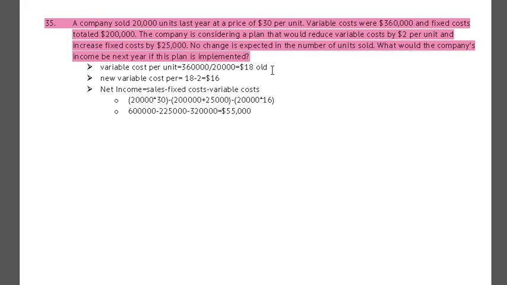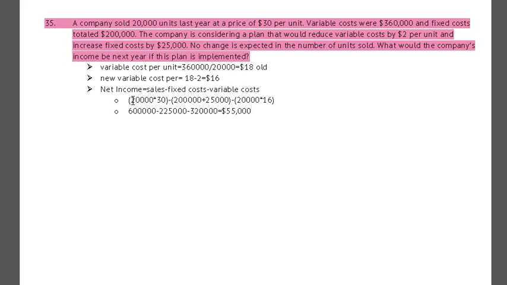So now we want to look at what the company wants to do. They want to reduce their variable costs by $2 per unit. So we take our $18 per unit, subtract $2 per unit, and we now have $16 per unit. So now we need to calculate what will be our new figures. What will be our new net income?